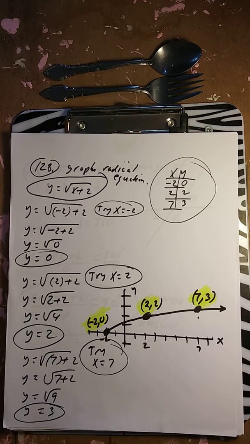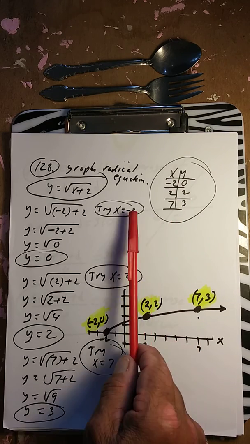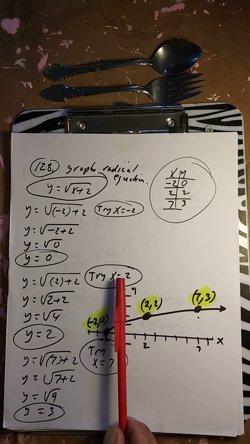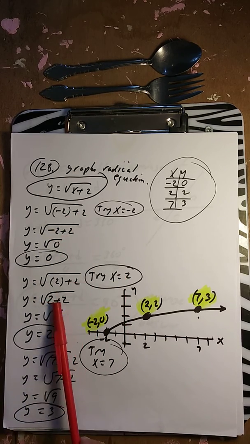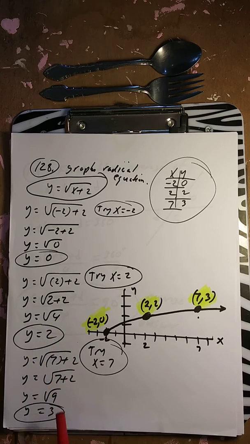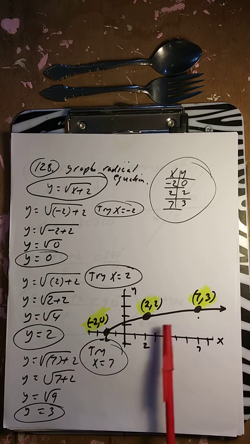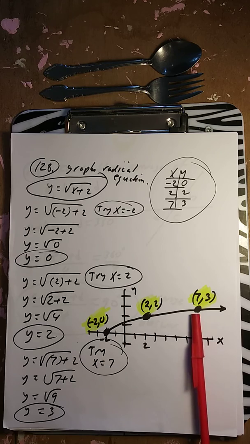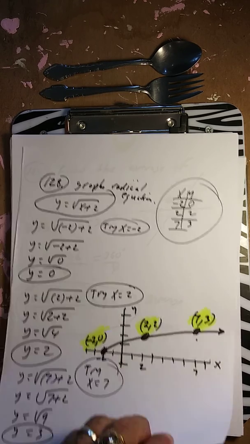Graph the radical equation. Alright, let's put some numbers in there. I chose these numbers right here. Try negative 2. Negative 2 plus 2 is 0. Square root of 0 is 0. Try 2. 2 plus 2 is 4. Square root of 4 is 2. Try 7. 7 plus 2 is 9. Square root of 9 is 3. So we have negative 2, 0. You have 2 and 2. And we have 7 and 3. And the graph continues that way.